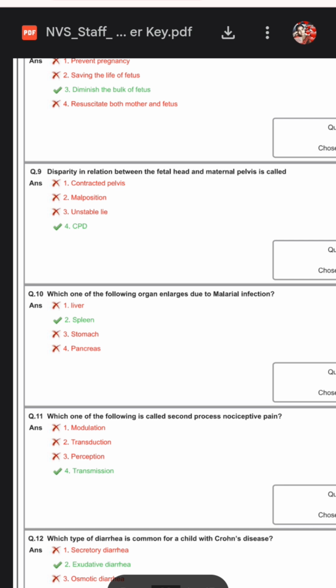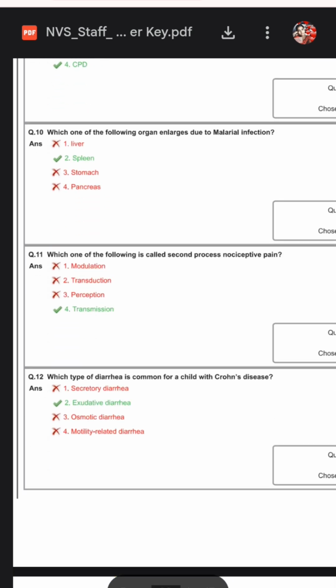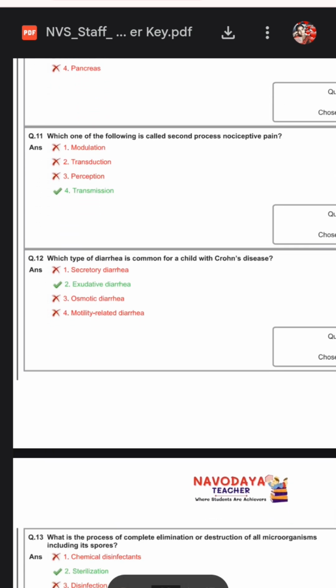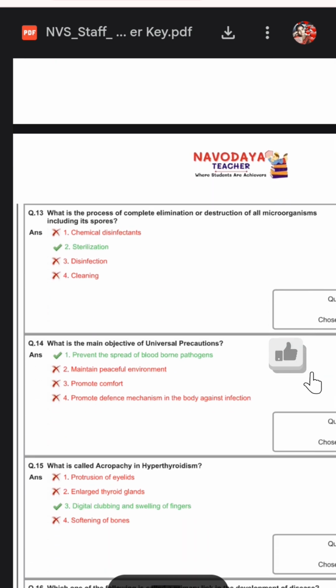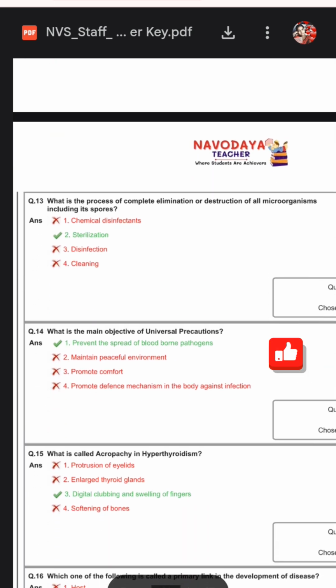Which of the following is called the second process of nociceptive pain? The correct answer is transmission. Which type of diarrhea is common for a child with Crohn's disease? The correct answer is exudative diarrhea. What is the process of complete elimination or destruction of all microorganisms, including spores? The correct answer is sterilization.